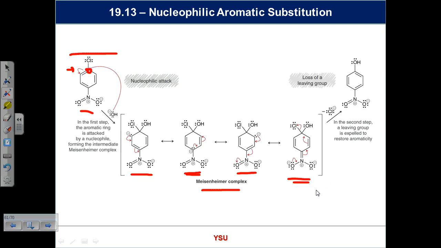You cannot do that with the meta. If you want something to practice, try with the meta. And you'll find that the nitro group in the meta situation just doesn't work. You cannot put the charge there.